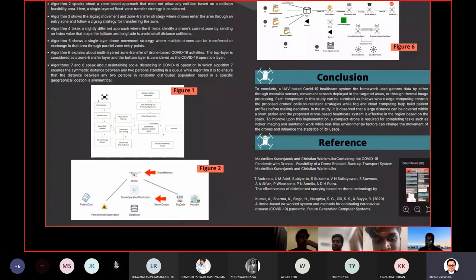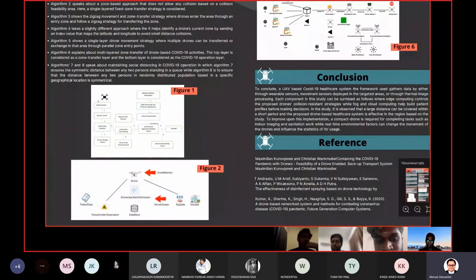And this holds true especially in larger areas such as India. As a side note, to improve upon this implementation, a more compact drone design is required for completing smaller tasks which require higher fidelity, such as indoor imaging, like the drone entering someone's house, with their permission of course, to detect their temperatures and their social distancing practices at home. For sanitization and real-time work that takes place outside, where there are environmental and social factors, a more compact drone design is a must.